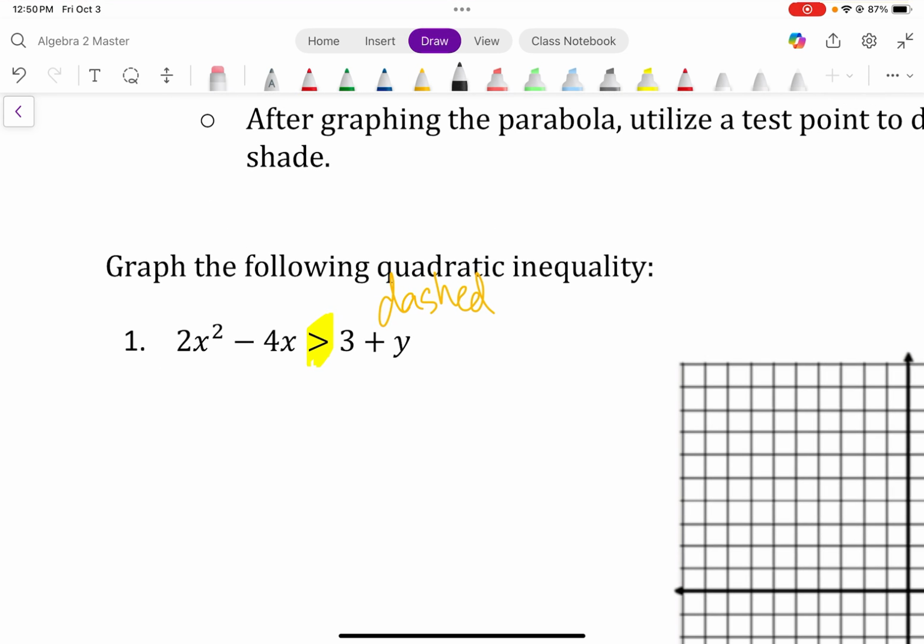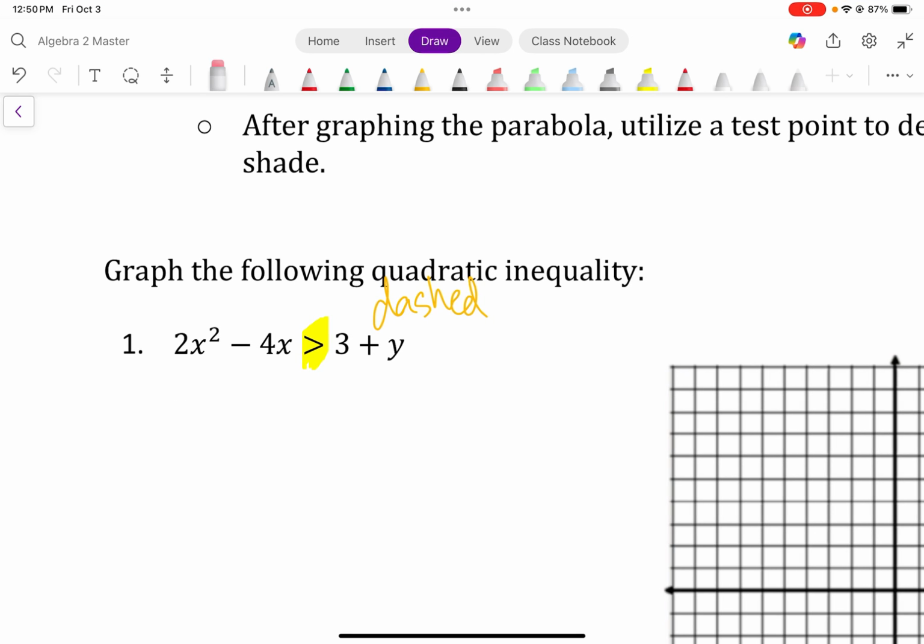Now, before I can graph this, I need to subtract 3 from both sides. The purpose of subtracting 3 from both sides is to get all of the stuff on one side of the inequality with the y by itself on the other. This is the same as when we had y equals or f of x equals. We get y by itself, everything else on the other side. Now I get to determine what form I have, so I know what steps to take. I'm either going to have standard form, intercept form, or vertex form. I'm hoping for vertex form, but in this case, I get standard form.